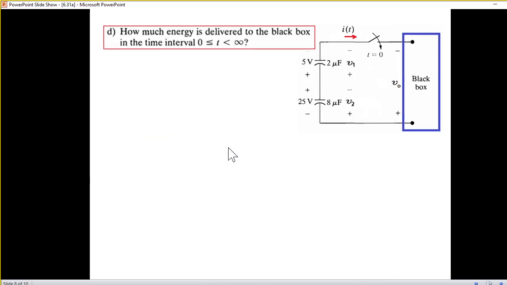So part C done. Now part D is how much energy is delivered to the black box in time 0 to infinity. So energy delivered to the black box, we have to find out. And we know the formula for energy. There are two formulas actually. Half CV squared is for the DC values. And when we have variable values, in the transient mode, then we use the integral formula. Integral of power is energy.